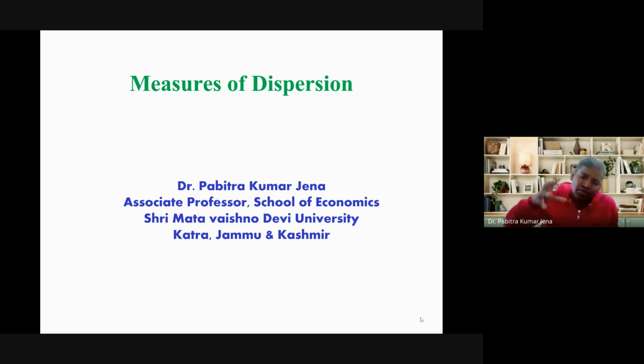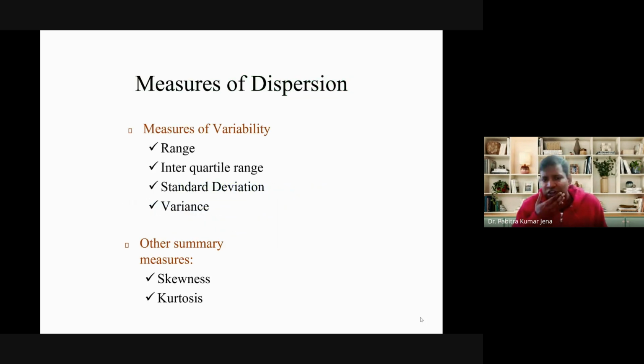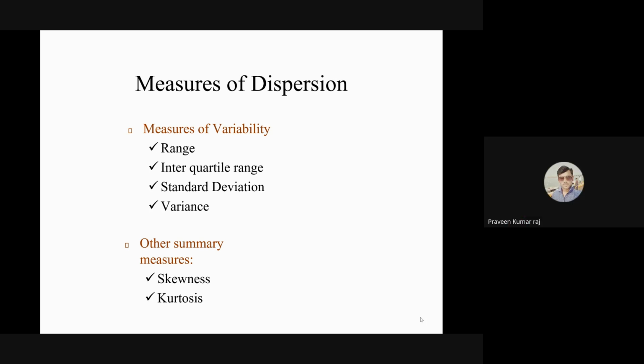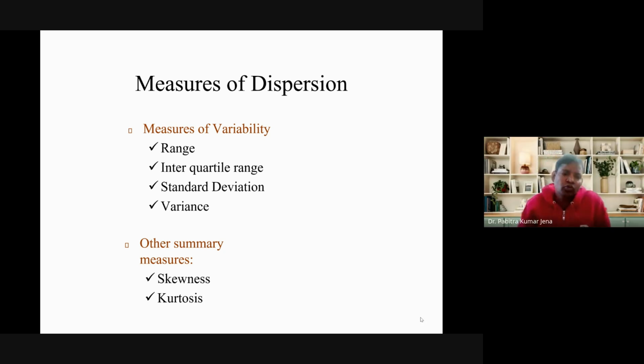Generally, if you want to know the deviation from the average, we use the measures of dispersion. In the measure of dispersion, we have a set of measures. You have the range, the interquartile range, the standard deviation, and the variance. And also you have two other important summaries, that is skewness and kurtosis. I'll just touch upon all these methods and then I will shift to the advanced techniques. Okay.